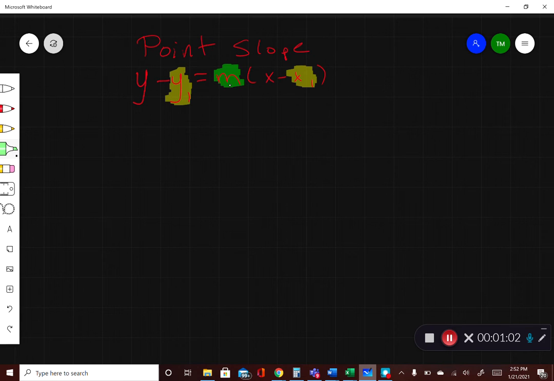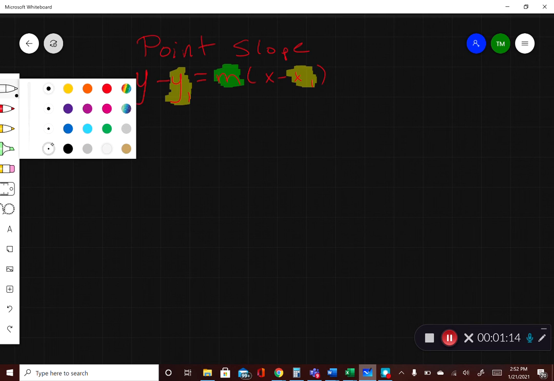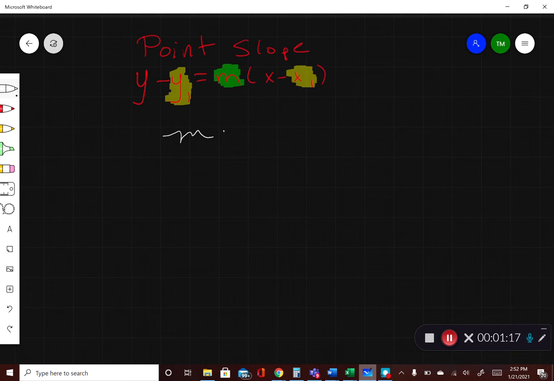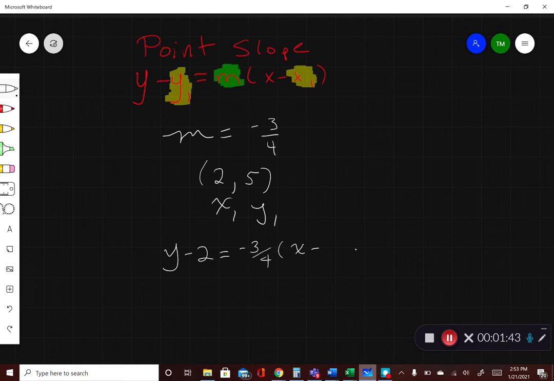So if we're given that information, both a point and a slope, we can easily write the equation of a line. So for example, if we're given that m, our slope, is equal to -3/4, and that the line passes through the point 2,5, then that's going to be our x1, y1. Then we can simply plug those values into the point-slope form and write the equation of the line. So y minus 2 is equal to, so that's our y1, m, which is -3/4, times x minus 5.